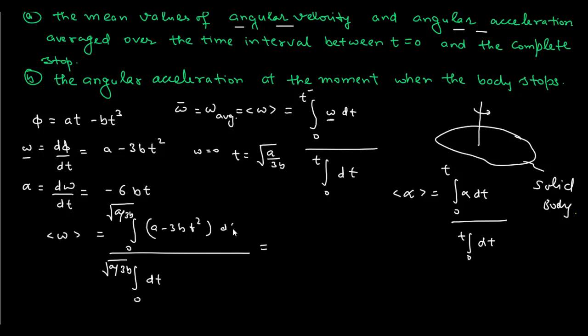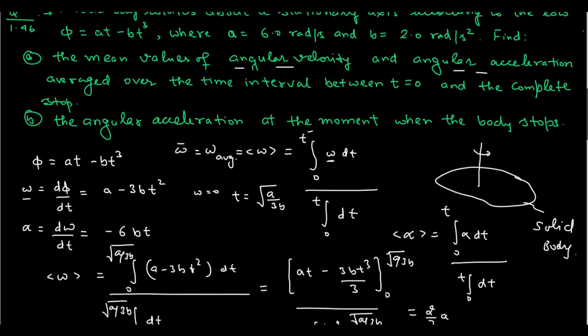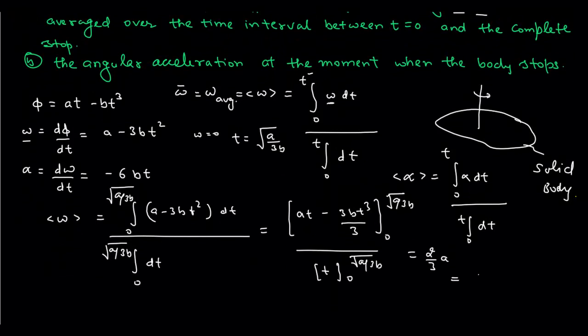So from this, this is dt, so we get at minus 3bt cube by 3, and the limit is from 0 to square root of a by 3b, divided by t, and the limit is from 0 to square root of a by 3b. And if you solve it, you will get omega average as 2 by 3 a, and we know the value of a. The value of a is 6. So from here we can write omega average as 4 radians per second. Clear? So this is the average of omega.